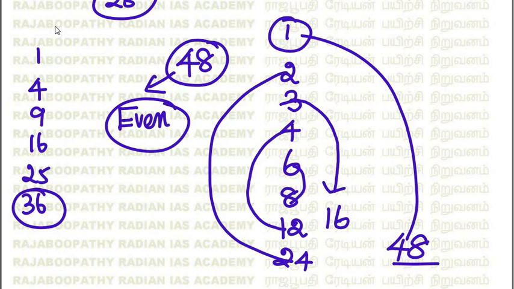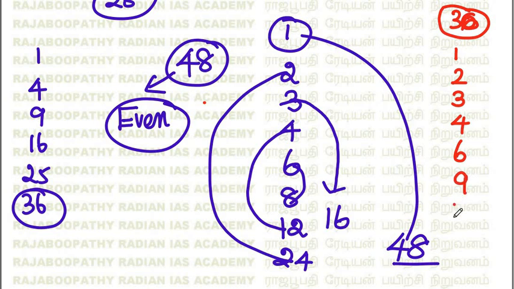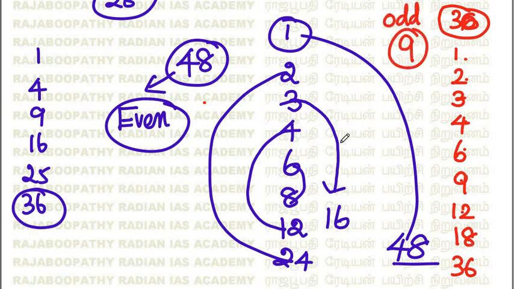For example, take the number 36. Write down the divisors of 36: 1, 2, 3, 4, 6, 9, 12, 18, 36. Count the number of divisors: 1, 2, 3, 4, 5, 6, 7, 8, 9. See, an odd number. See here, the total number of divisors of 48: 1, 2, 3, 4, 5, 6, 7, 8, 9, 10.